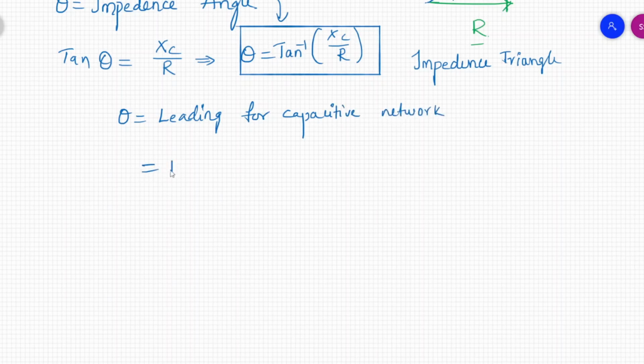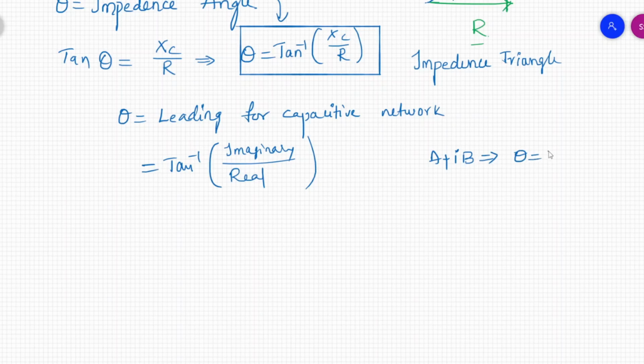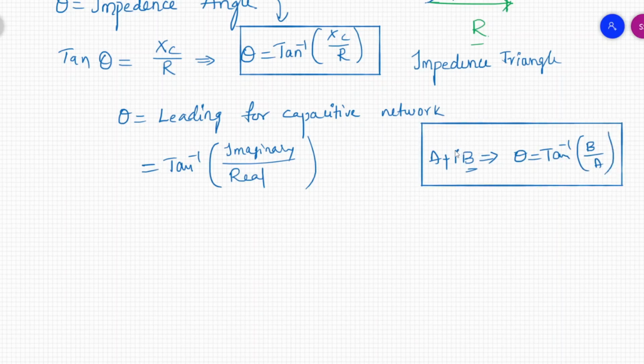Which is equal to tan inverse of imaginary coefficient by real coefficient. That means if you have to write the angle for a plus jb, theta will be tan inverse of the imaginary coefficient, that is b, and the real term is a. So this is how you can write the impedance angle for a given rectangular impedance. So we have drawn the impedance triangle and we have obtained the impedance angle.